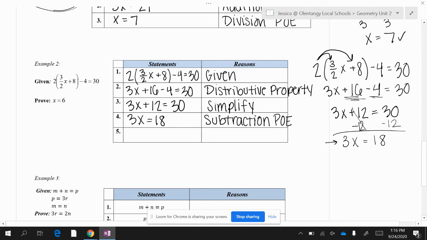property of equality. And then my last step, what I have to do, divide by 3 to get x equals 6. So then here, x equals 6, and I divided, so division POE. And then I'm good because my last step should always be exactly what this proof says. Okay, so I need to end with x equals 6, and I did.